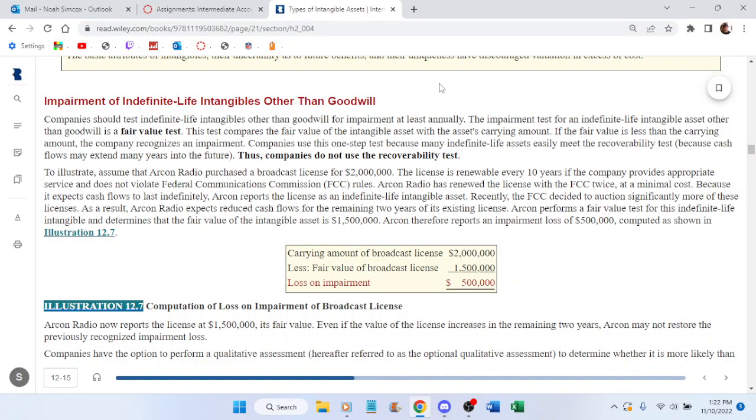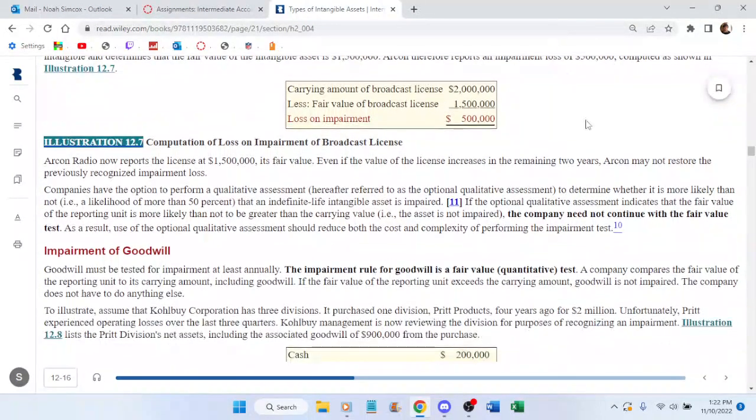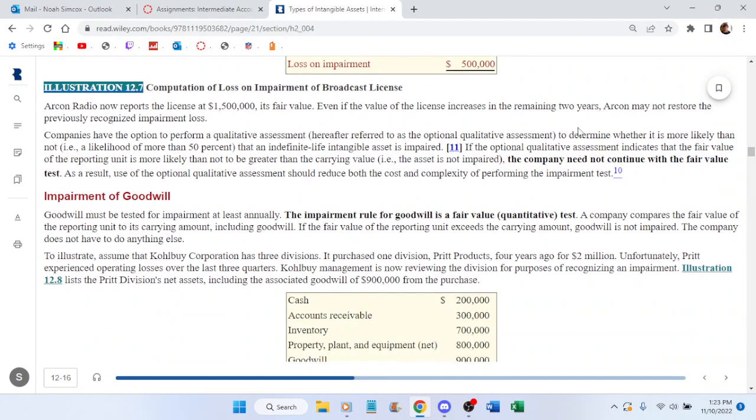Recently, the FCC decided to auction significantly more of these licenses. As a result, Archon Radio expects reduced cash flows for the remaining 2 years of its existing license. Archon performs a fair value test for this indefinite life intangible and determines that the fair value is $1.5 million. So there's a loss of $500,000. Now you report the license at $1.5 million, its fair value. If the value of the license increases in the remaining 2 years, Archon may not restore the previously recognized impairment loss.